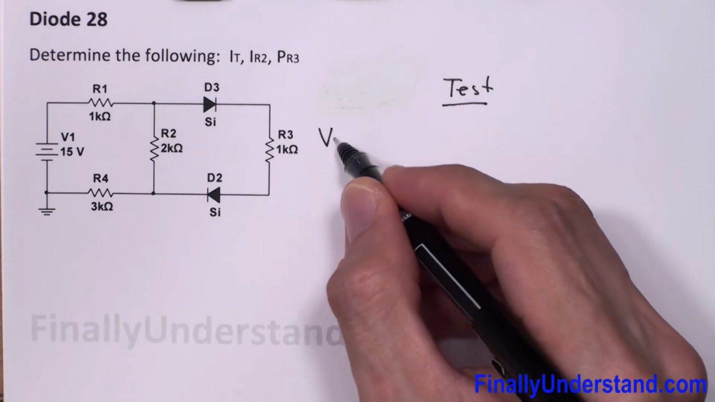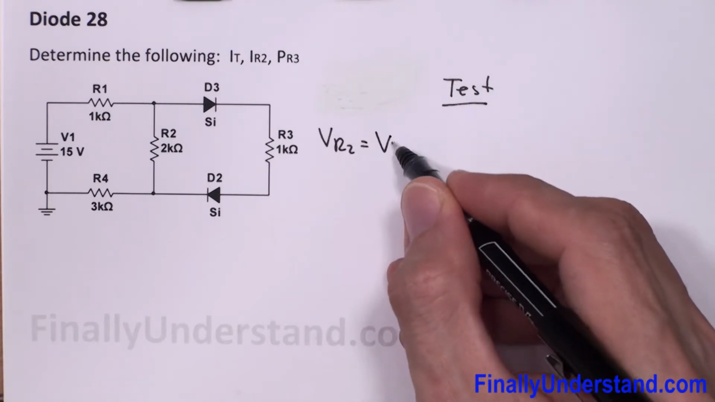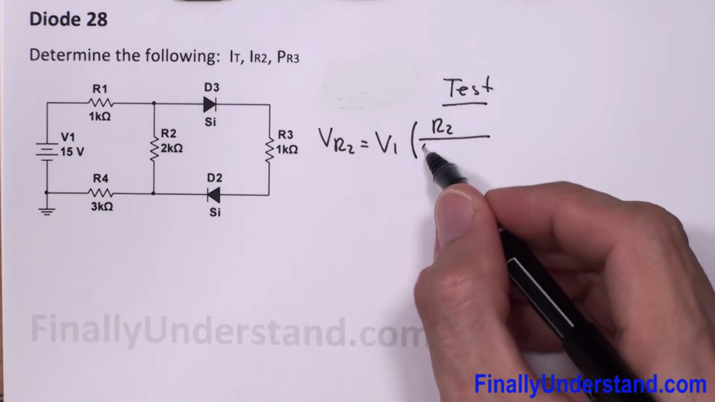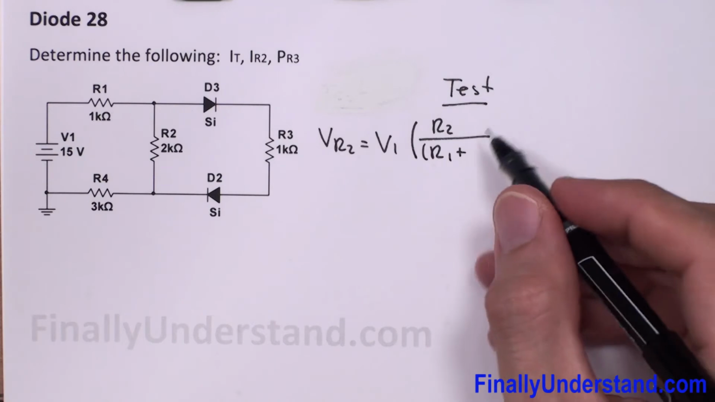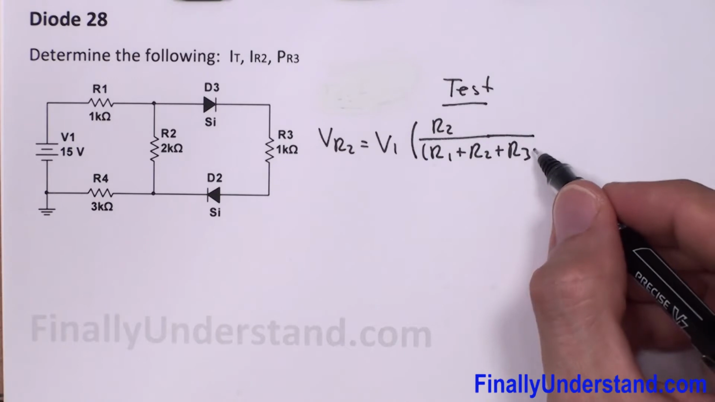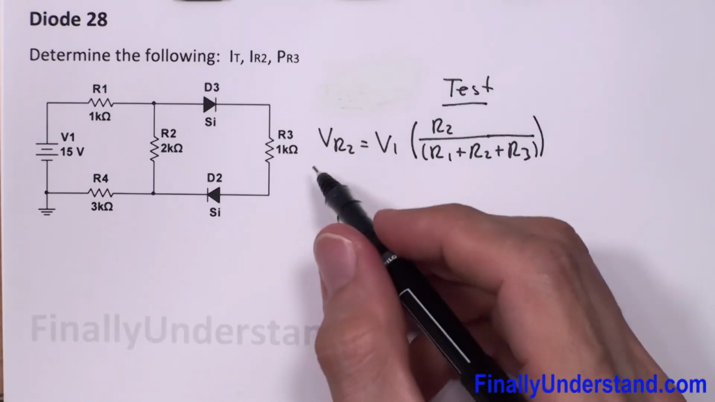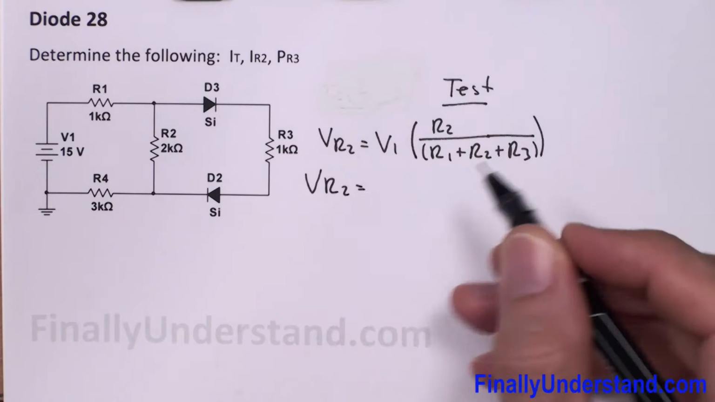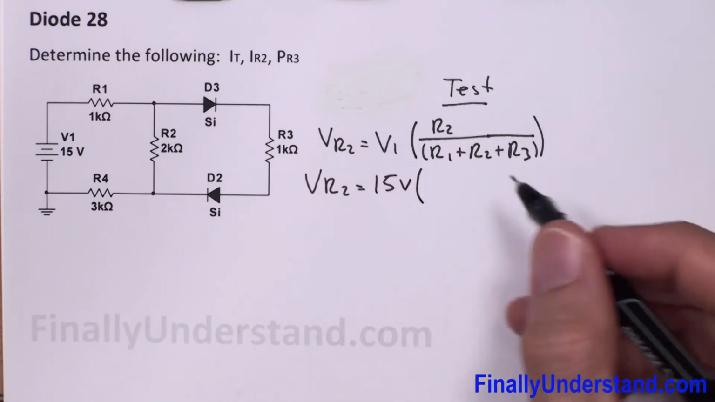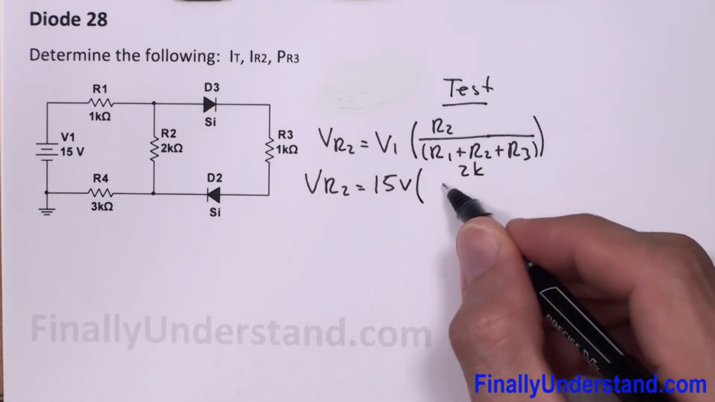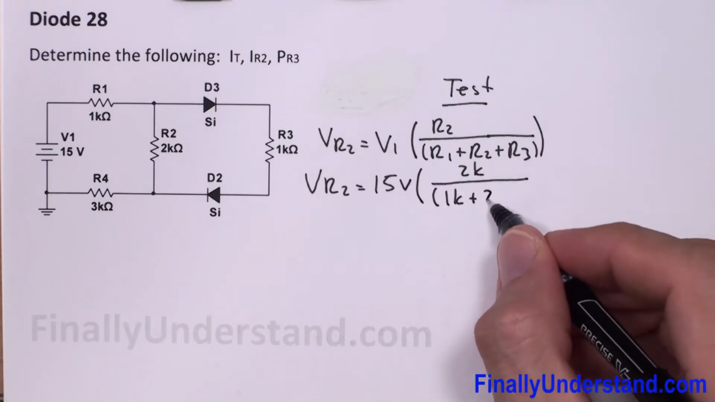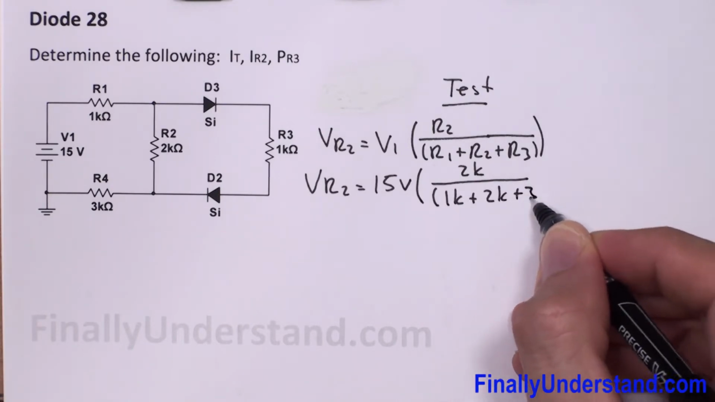So VR2 is equal to V1 times resistor R2 over R1 plus R2 plus R3. Okay, this is my voltage divider formula. So VR2 is equal to V1, 15 volts. Inside of the parentheses I have R2, 2 kilo over 1 kilo plus 2 kilo plus 3 kilo.